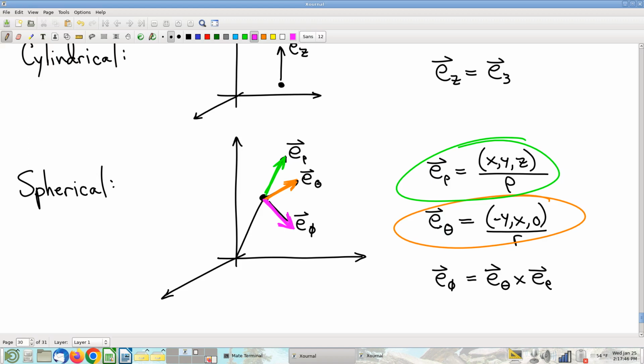And that is to realize that it's perpendicular to these two, and therefore we can write it down using the cross product. And these are unit vectors, and the angle between orange and green is a right angle, so that means that the cross product is going to have magnitude 1. And so we don't even have to normalize this. It comes already normalized. And there's your formula for E phi.